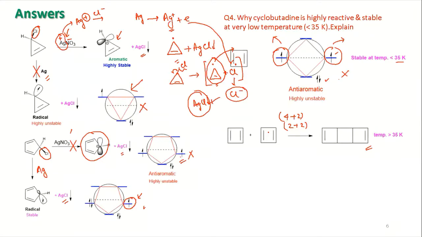Cycloaddition reaction. Pericyclic reaction, sir. That is correct. Pericyclic reaction will happen. So now the question is, will this form by 4+2 cycloaddition or 2+2 cycloaddition reaction? 4+2, sir. Quickly. 4+2 or 2+2? 2+2. Everybody is agreed with 2+2?